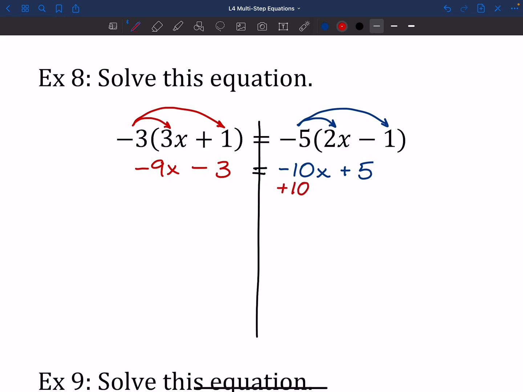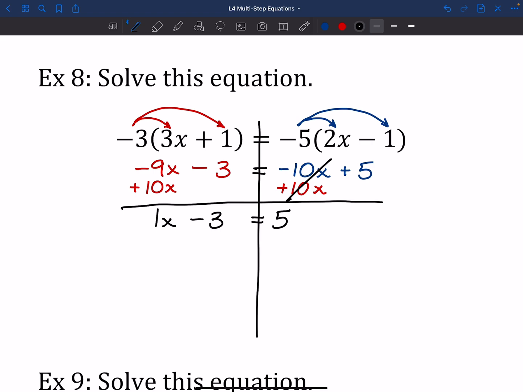I'm going to add 10x to both sides to move that over to the left. All right, so when we do that, negative 9 plus 10 brings us up to positive 1x with that minus 3 around. Over on the right-hand side, those 10x's are gone, and we're left with just a 5. So after that, all my variables are over on the left-hand side, which means that negative 3 has got to move over to the right.